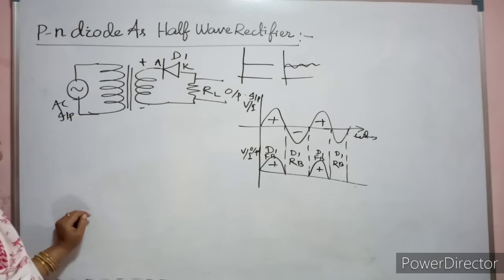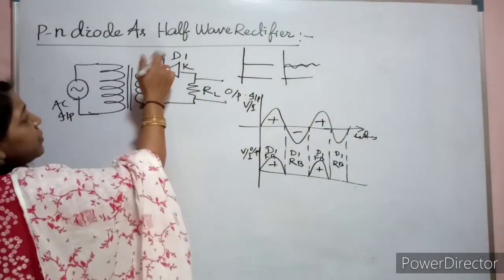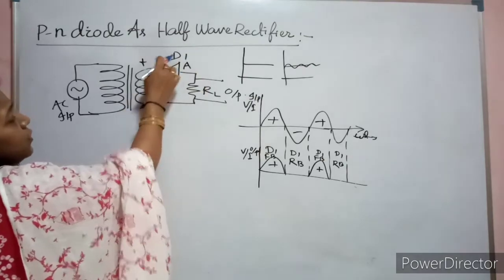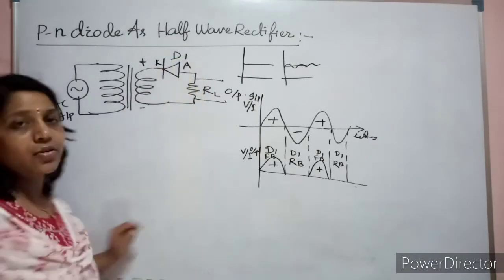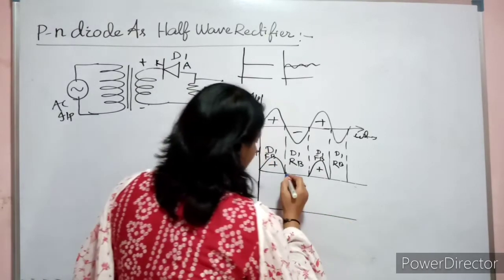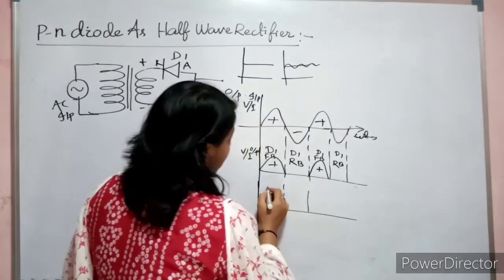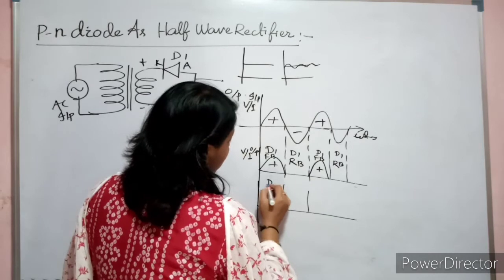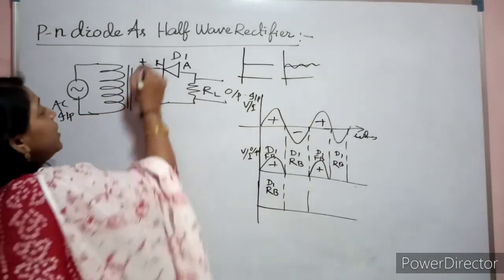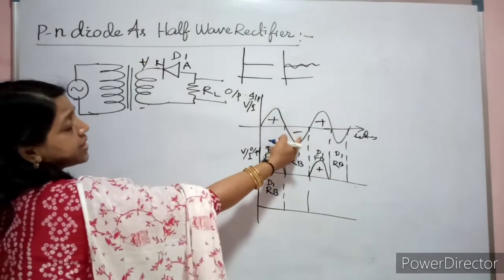Now if this is the case, this is the cathode terminal and this is your anode. The positive is given to the cathode, negative is given to the anode. So now the diode is reverse biased, D1 diode. So what is the output you will get? Nothing, 0. Now go to the next half cycle of AC input.